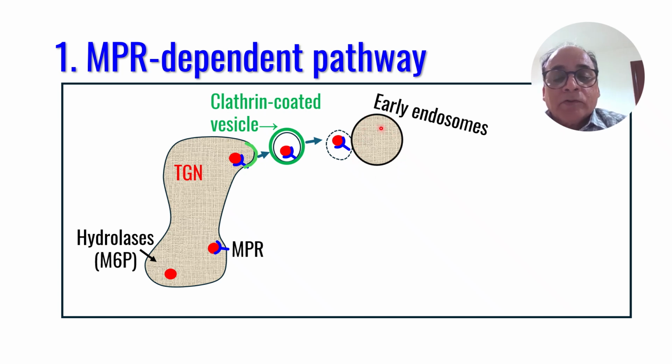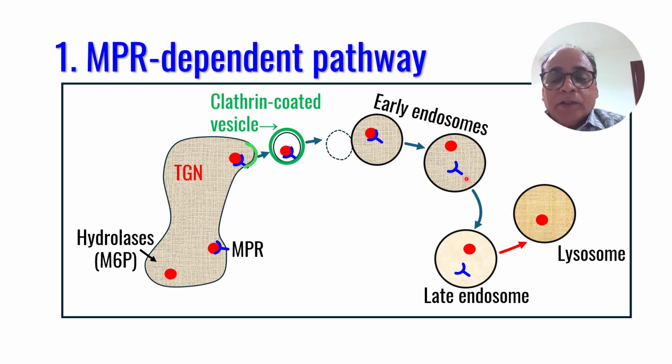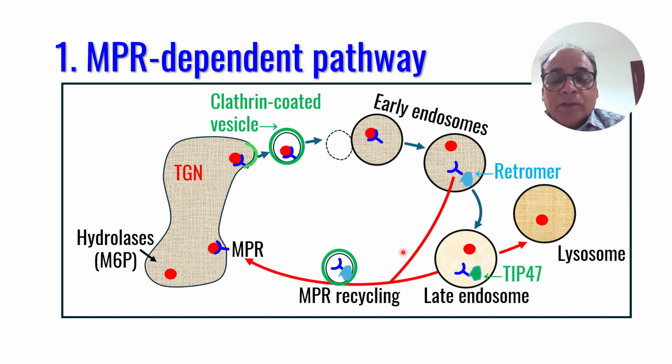endosome. Early endosomes have an internal acidic pH which disrupts the receptor from the enzyme hydrolases, and this early endosome matures into late endosomes which ultimately deliver the protein to the lysosome. The receptor here is recycled back to the trans-Golgi network using retromer and TIP47 coactivator protein. So this is the mechanism by which hydrolases carrying mannose 6-phosphate are finally delivered to the lysosome.